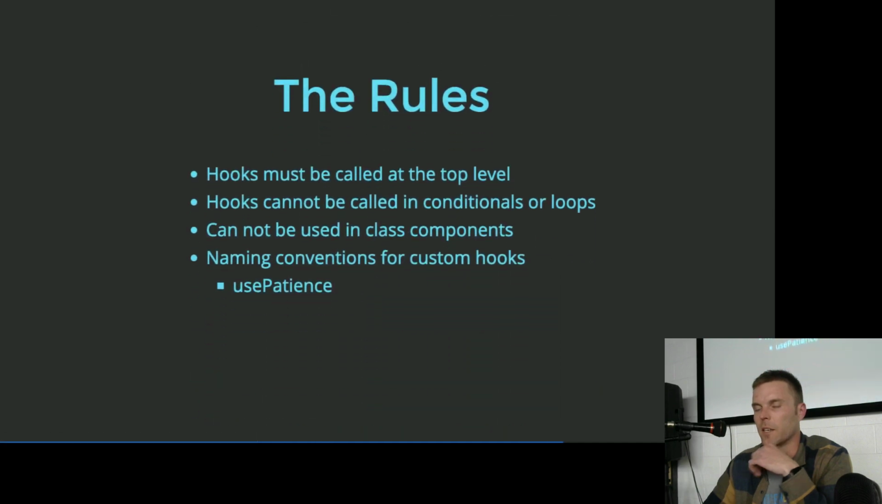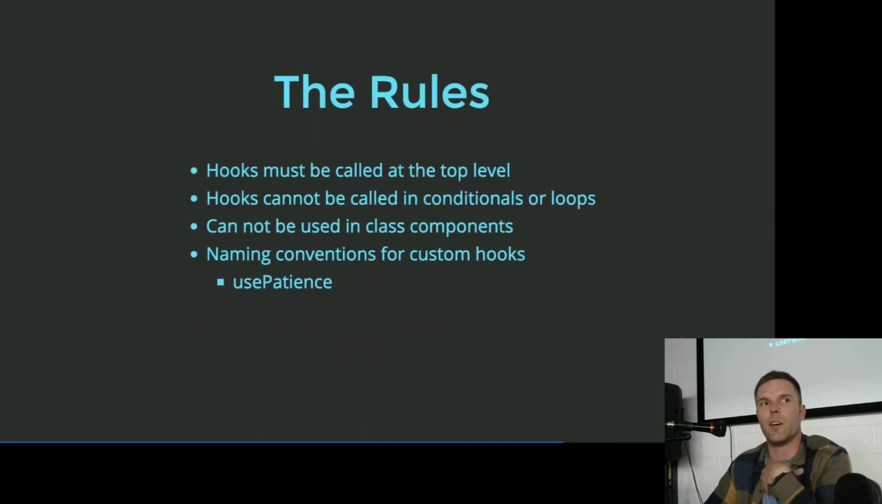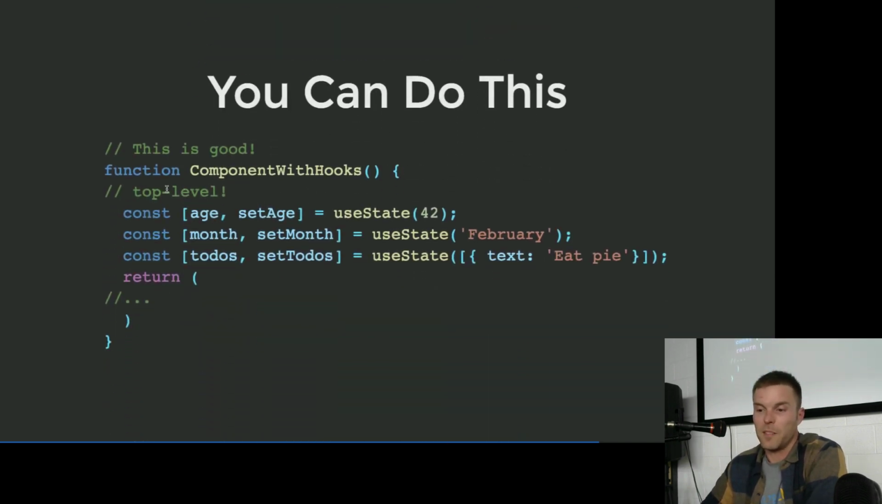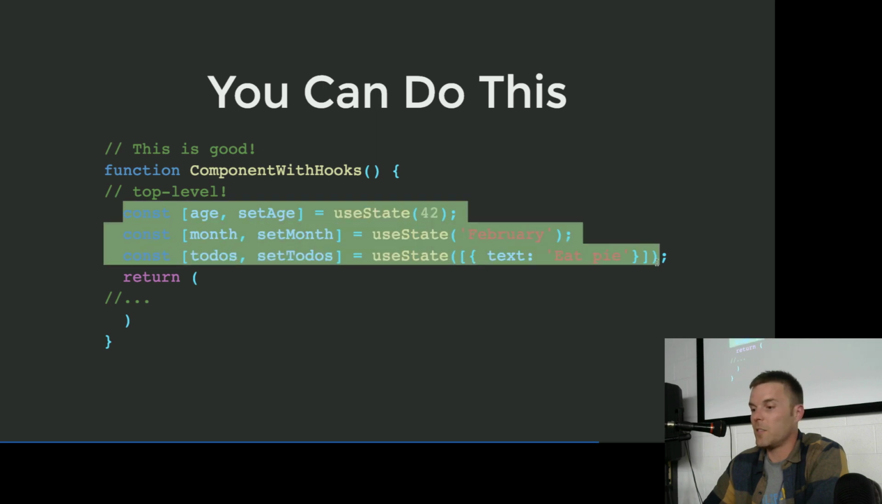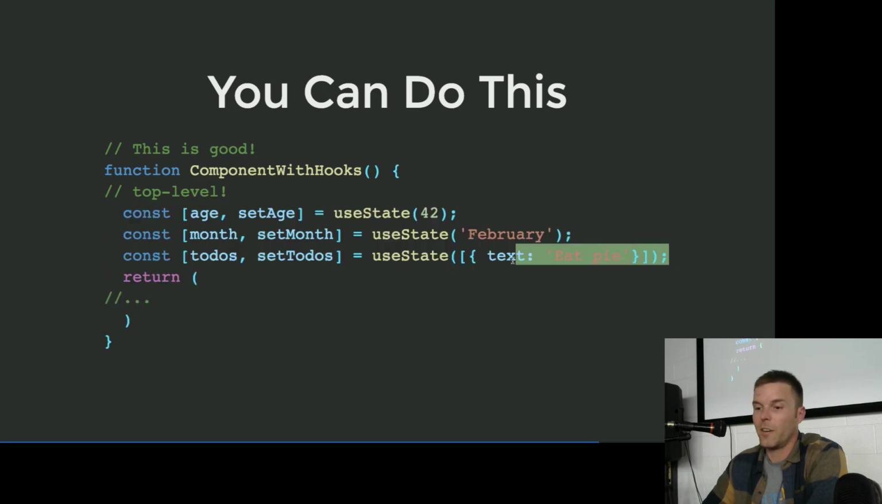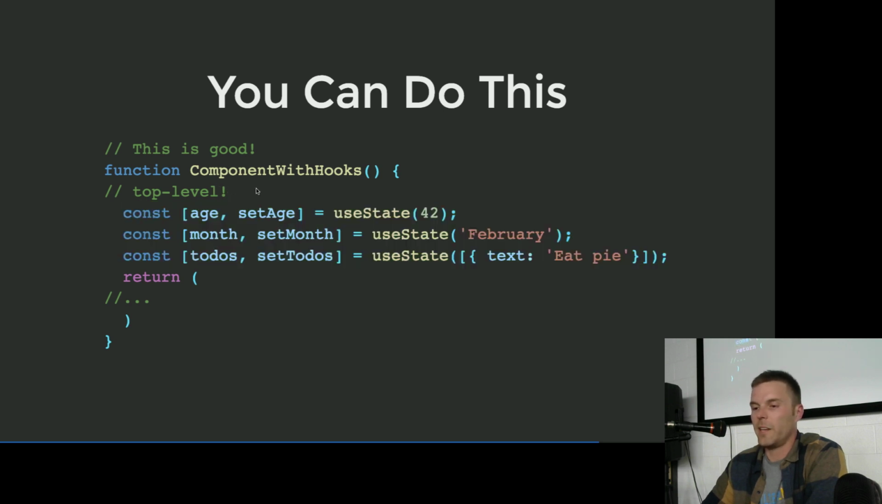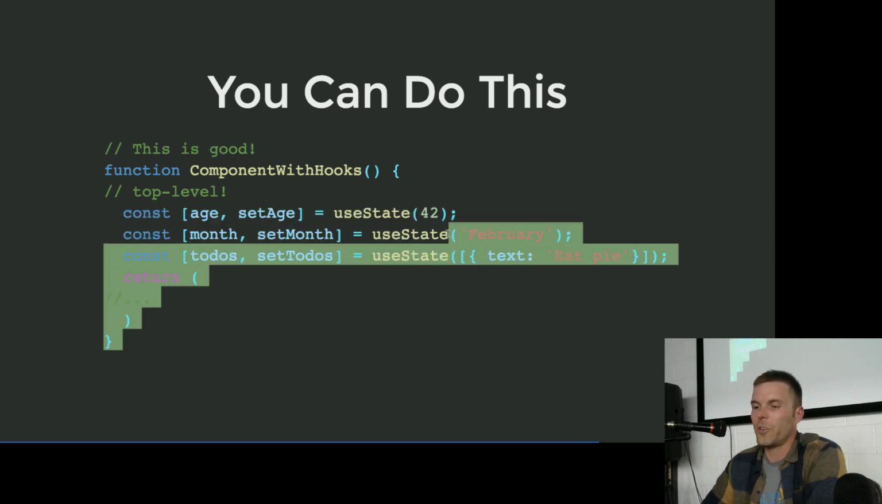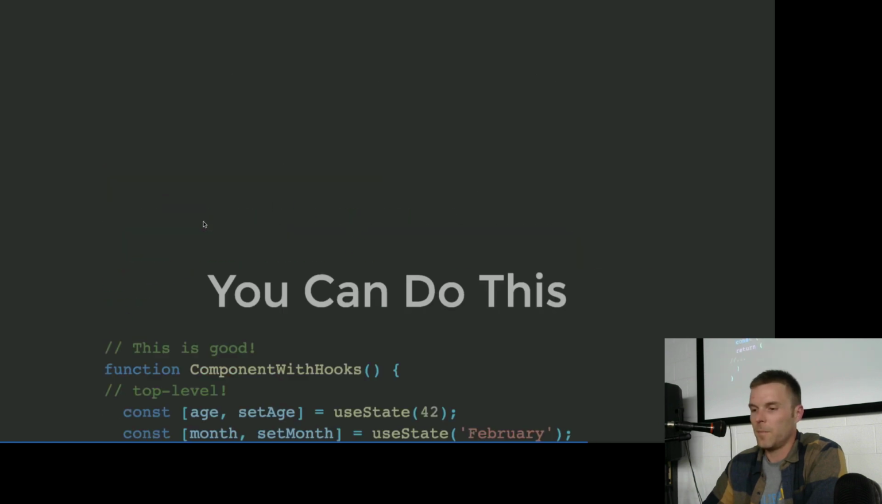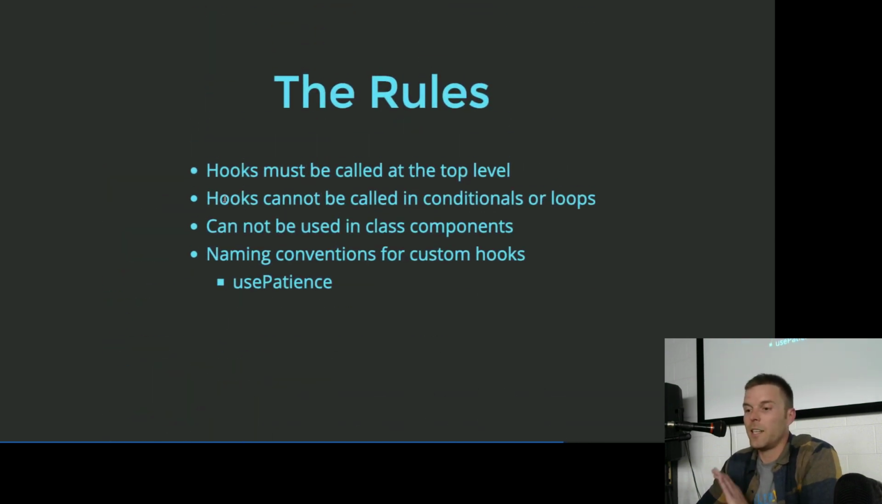So here are the rules, which I think help make these basic methods make a little sense. Like I alluded to before, they must be called at the top level. This is the top level. Like I said, you can use it as many times as you want, but it just has to be in the same order, and they've got to be the first thing. Maybe you can make a variable right here, but I would put all your useStates at the very top if you can. Next, hooks cannot be called in conditionals or loops.